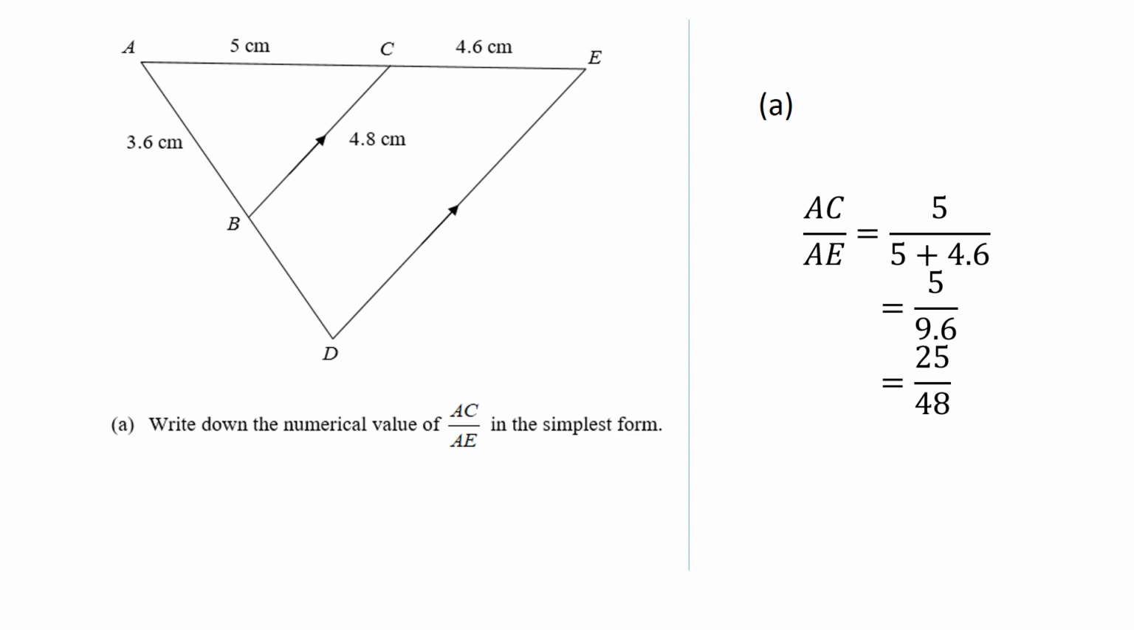If you don't use the calculator, then it'll be quite tedious, but it still can be done. You just take 5 divided by 9.6, and then you convert 9.6 into a mixed fraction. And then after that, you change the division to multiplication and so on and so forth. Okay, an easier way would be just using the calculator, plug in the values, and the calculator will simplify it for you to get 25 over 48. So 25 over 48 will be the simplest form.